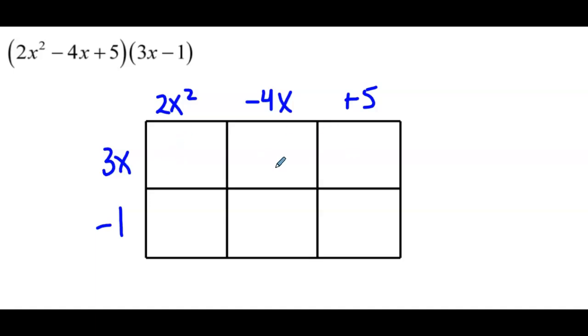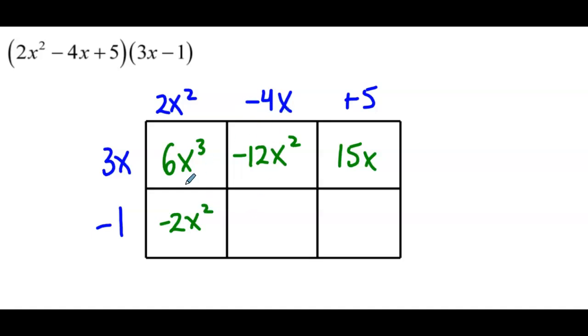Now, find the entries of each part of the box. We're going to multiply what's along the edges. So 2x squared times 3x, 6x cubed. Negative 4x times 3x, negative 12x squared. 5 times 3x, 15x. 2x squared times negative 1, negative 2x squared. Negative 4x times negative 1, positive 4x. Positive 5 times negative 1, negative 5. And again, we go through looking to combine all of our like terms.